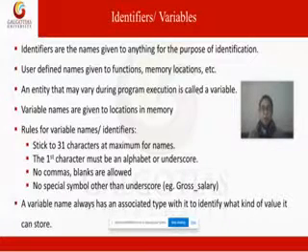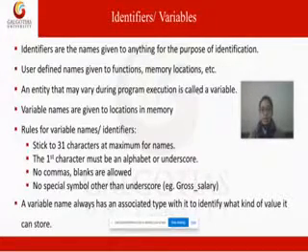So instead of that, what we are trying to do is give it some user-defined names, right? A variable name can be given to any location in memory. Now, there are certain rules for declaring these variable names as well as identifiers. First, the length of these names should be at most 31 characters, right? Second, it should start with an alphabet or an underscore, right?